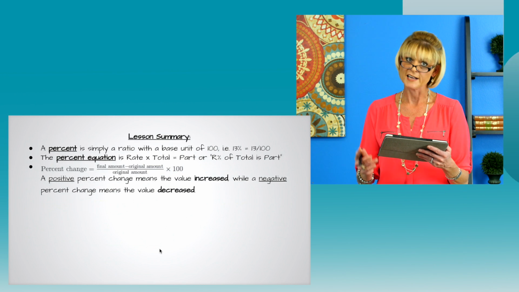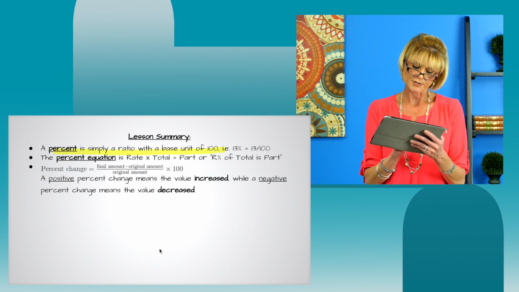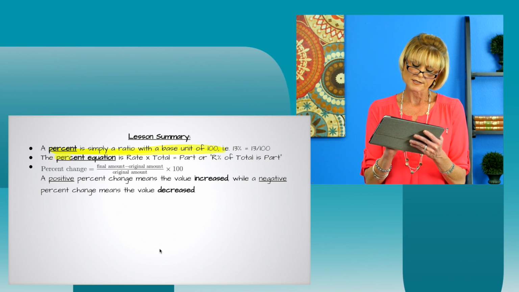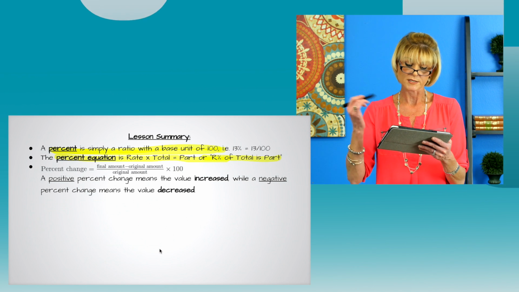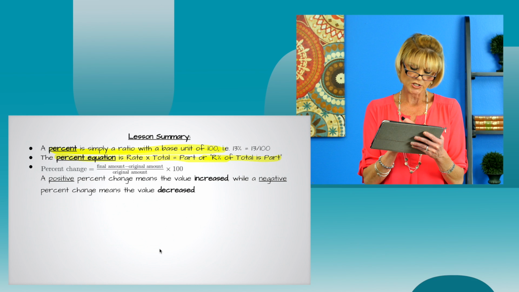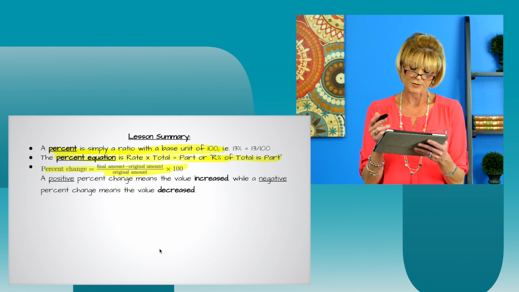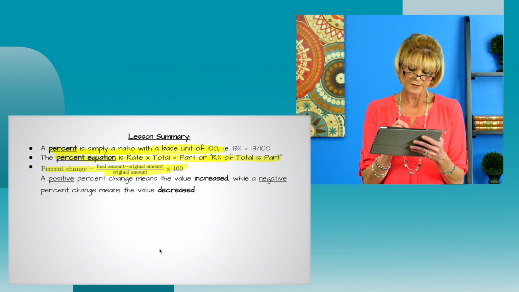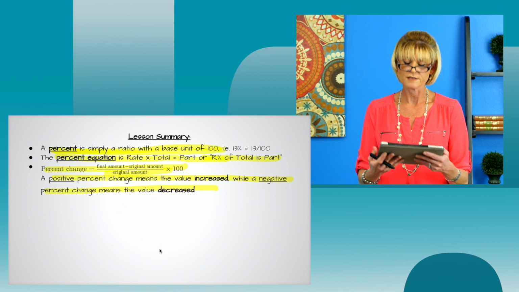So to summarize, a percent is simply a ratio with a base unit of 100. The percent equation is rate times total equals part, or percent of total is part. Percent change equals the final amount minus the original amount divided by the original amount times 100. And a positive percent change means the value increased, while a negative percent change means the value decreased.